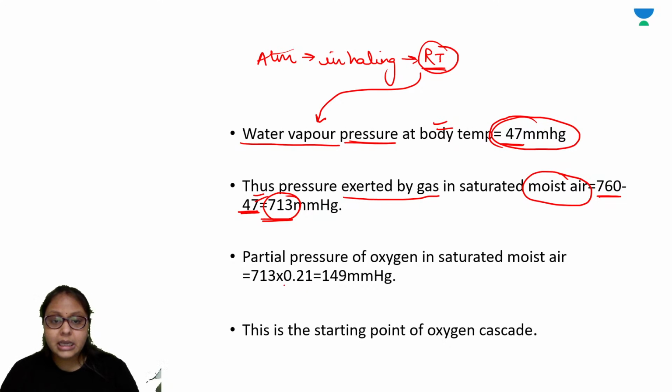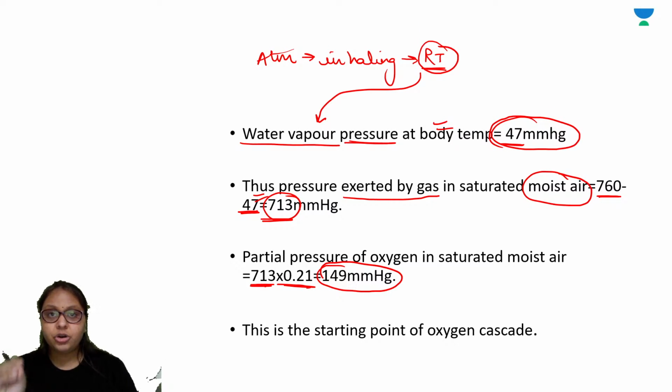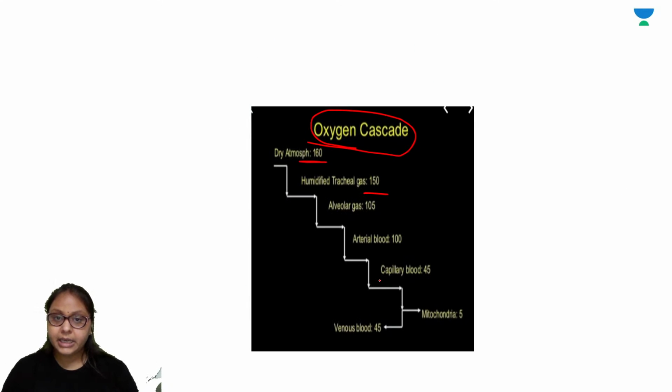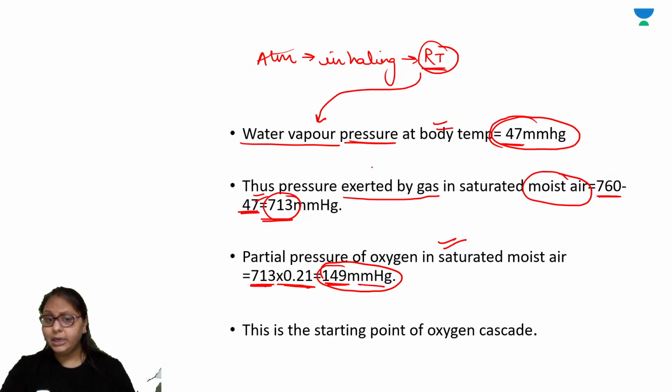So how much does oxygen contribute? It is 21% of 713, so it is 149 millimeters of mercury. So actually the partial pressure of oxygen in the saturated moist air is only 149 millimeters of mercury. In the dry atmosphere it was 160 when coming into the trachea. Because of the pressure exerted by the water vapor, it comes down to 150 millimeters of mercury. Are you getting my point?